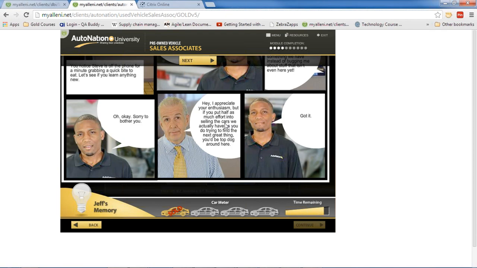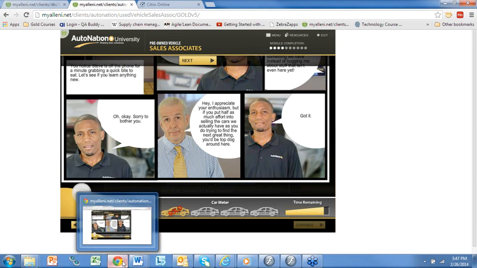I have a little bit of feedback from a coach, and I've got a memory bank that's starting to build. When I click on this memory bank, I can see that I just saw a 2011 Camry, an 09 Chevy S10, and a Toyota RAV4. So I have these different options here. I'm going to close out of here, and I'm going to go talk to my sales manager. I'm going to go to the used vehicle manager.